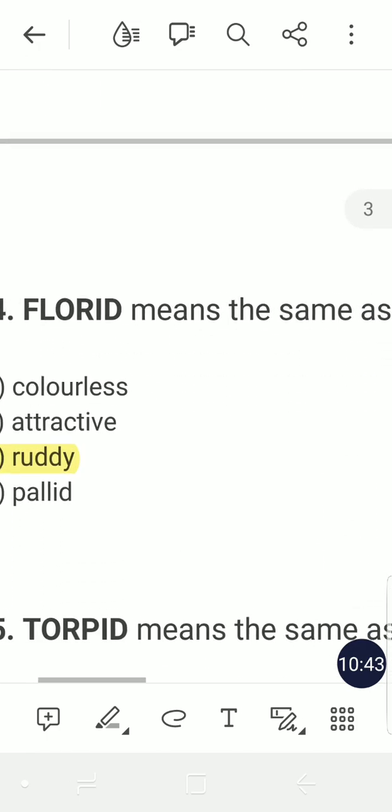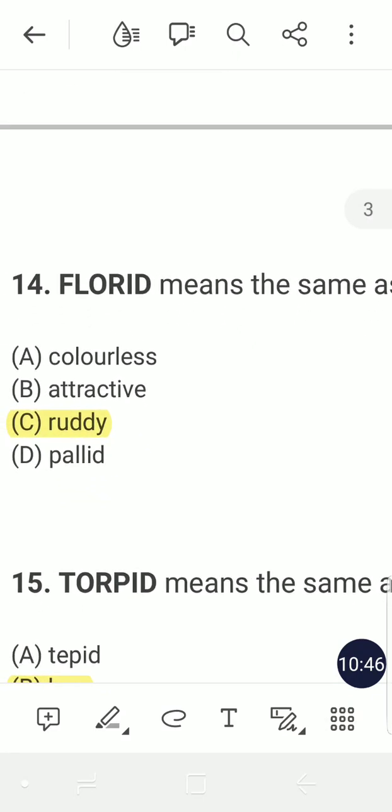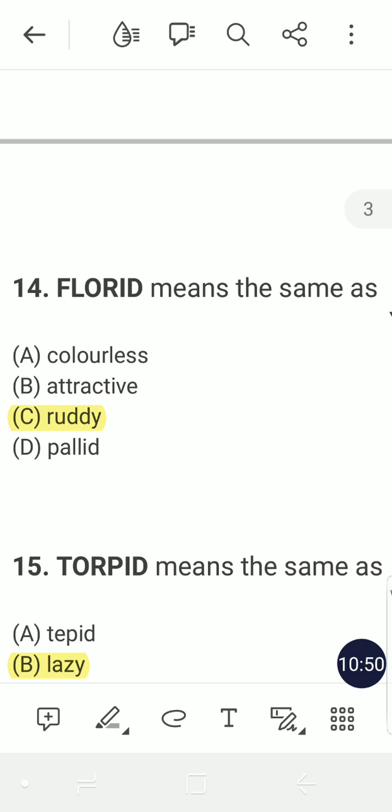Okay, number 14. Florid means the same as C, ruddy. So this is, again, word definition, word meaning, synonyms, using a dictionary or Google search. Oh, by the way, you can't Google search on the real exam. I keep saying Google. But anyway, when you're practicing, you can use Google or the dictionary. But in the real exam, you are not allowed to search. You're not allowed to have your phone or to bring a dictionary with you. So the only way to get better when it comes to word meanings is to practice.